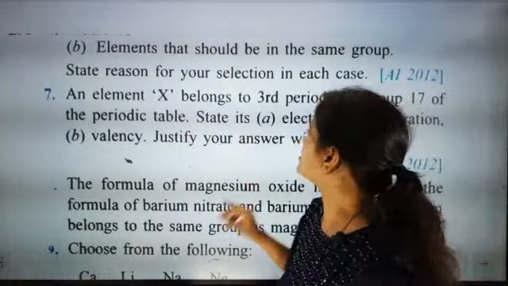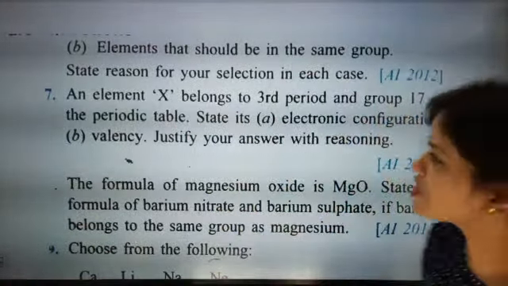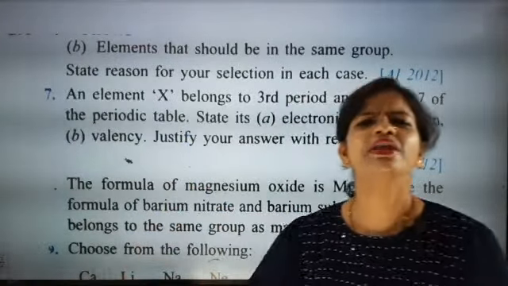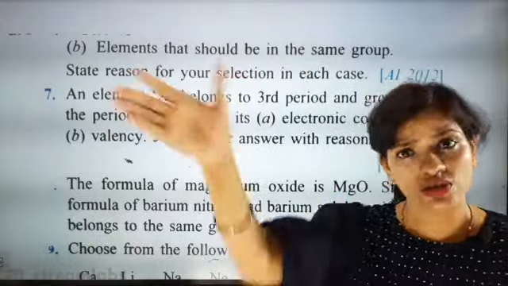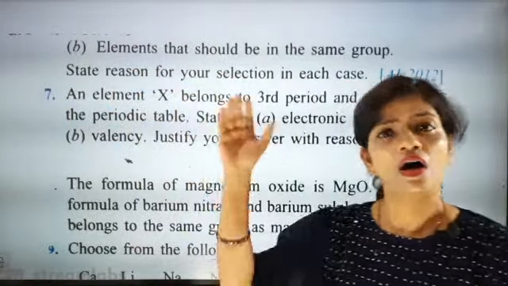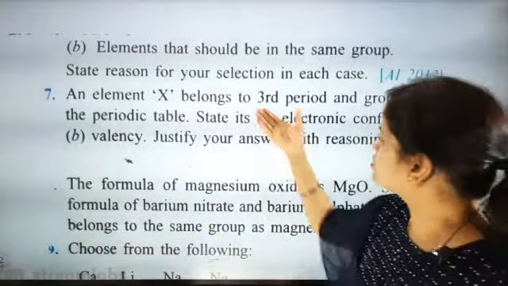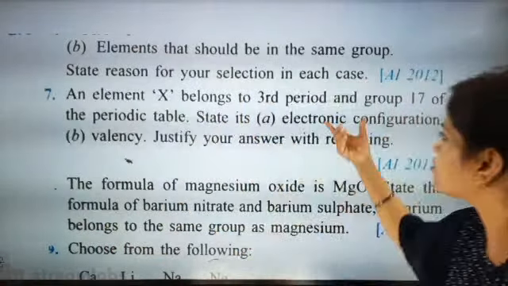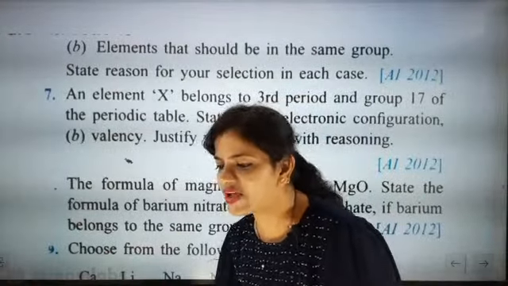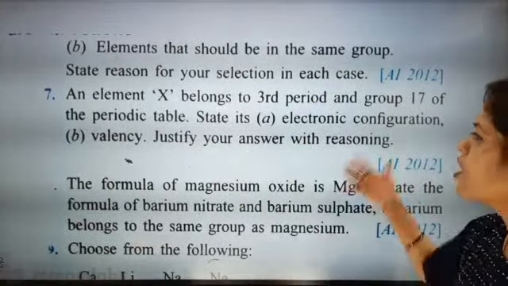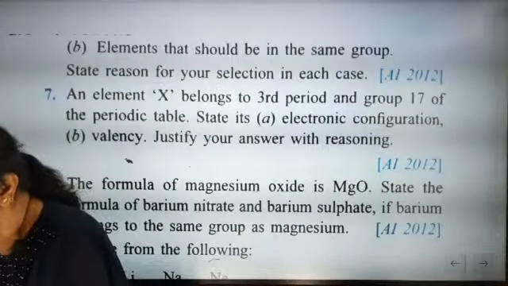But here the first thing is that the moment it has said third period and group 17, which one are we looking for? Good. The 17th group is the halogen family. First period, second period of the halogen family is fluorine. Third period is chlorine. So it is identified as chlorine. Electronic configuration is 2,8,7. That's it.